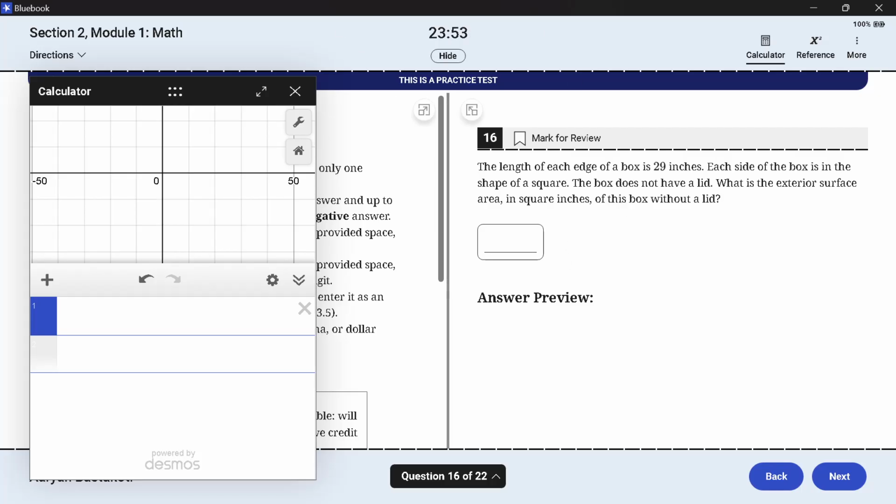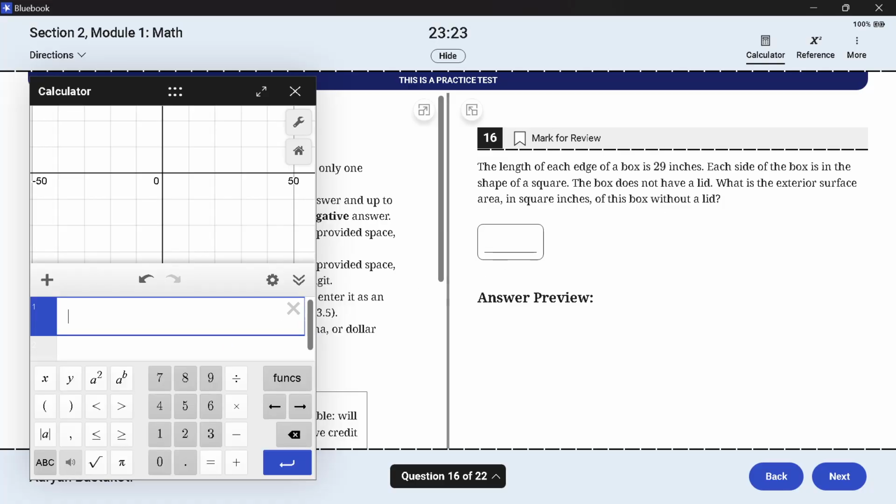The length of each edge of a box is 29 inches. Each side of the box is in the shape of a square. The box does not have a lid. What is the exterior surface area in square inches of this box without a lid? Okay, the box is in the shape of a square, so it's a cube. A cube without a lid.